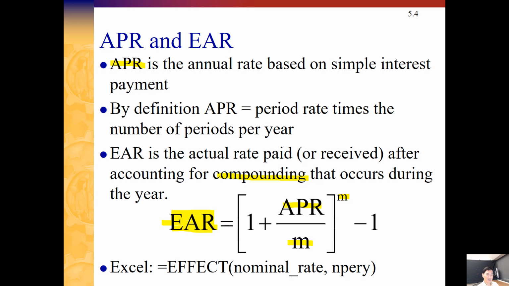or effective annual return that you are earning with the compounding effect included. And in Excel, as I have shown you in the previous example, you will use the effect function with the nominal rate, or APR, and the number of compounding periods per year.